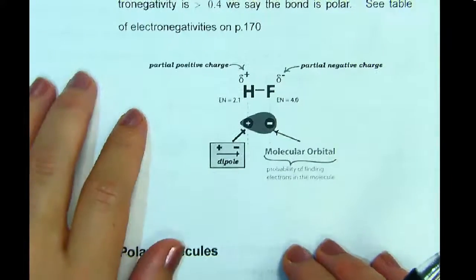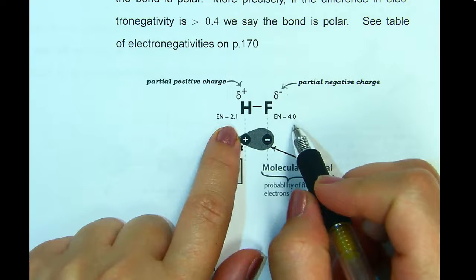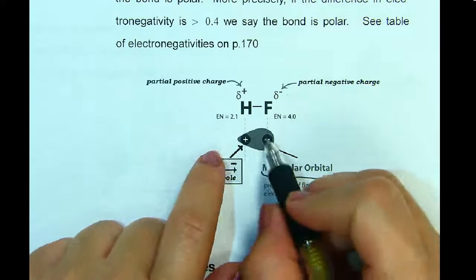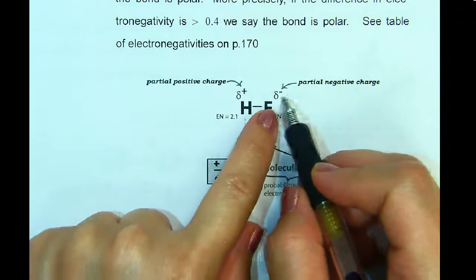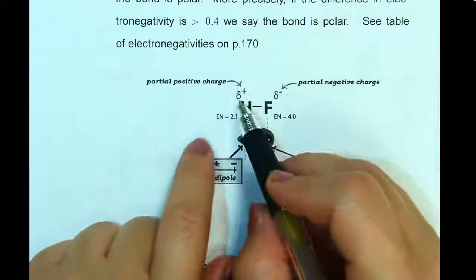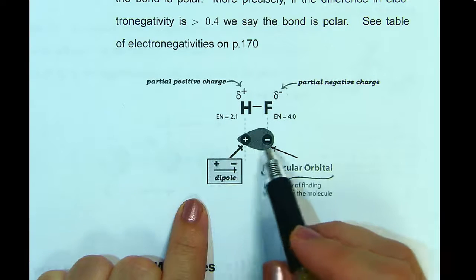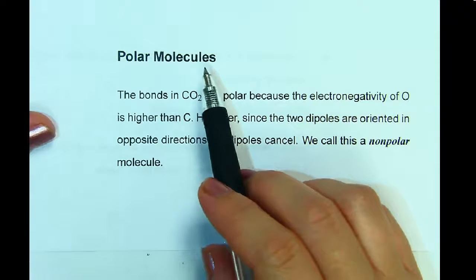So recall the HF molecule here, where we looked at the differences in their bond electronegativities, and it's polar. However, the electrons are pulled more towards fluorine because it has a higher electronegativity value, which gives it a partial negative charge, giving hydrogen a partial positive charge, and creating what's called a dipole, which means the electrons are being pulled in this direction. So let's talk about polar molecules as a whole.